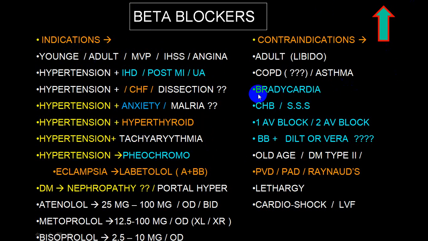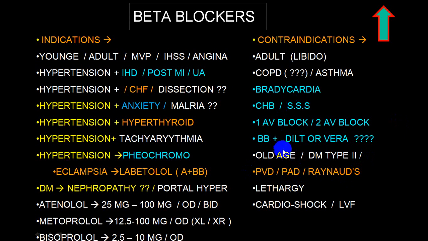What are the contraindications? Severe bradycardia, complete heart block, sick sinus syndrome, first degree AV block, second degree AV block. It should not be combined with diltiazem and verapamil. These are the major contraindications. Relative contraindications: old age, type 2 diabetes, where it can block the effect of hypoglycemia in a person. In a person with peripheral vascular disease, peripheral arterial disease, Raynaud's phenomenon, relative contraindication. So these are the relative contraindications.